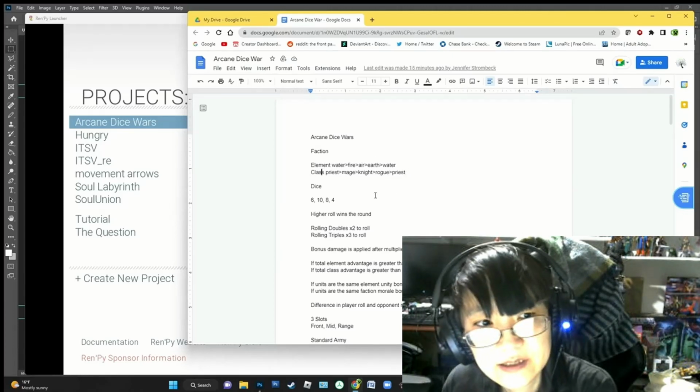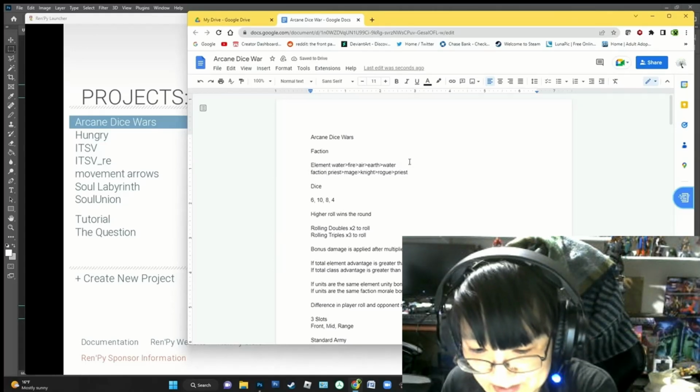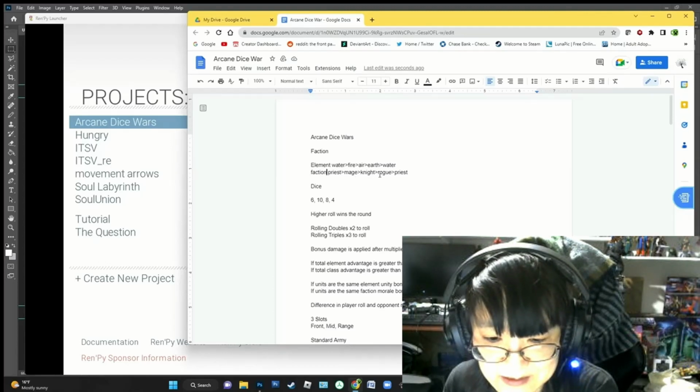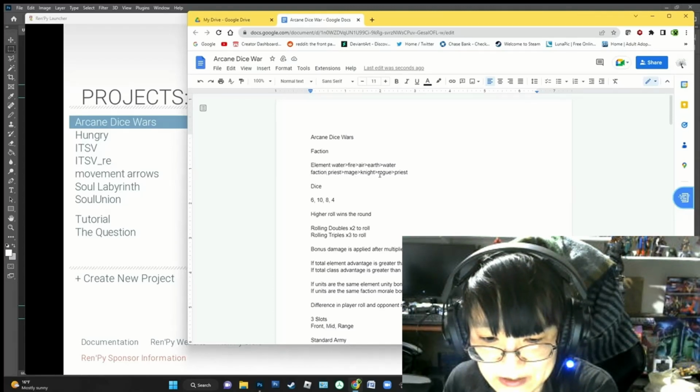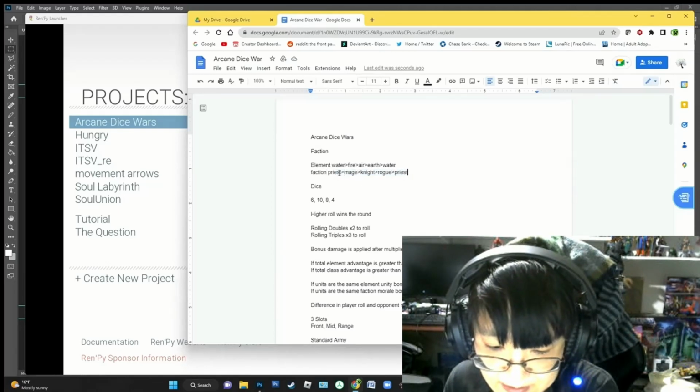And so if I look at my original document, this is where I always start with a project: I start by just putting out my ideas. In this case with Arcane Dice Wars, it was my first attempt at creating a turn-based combat system.